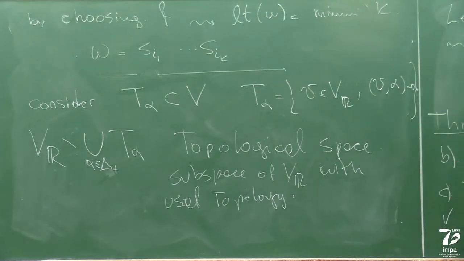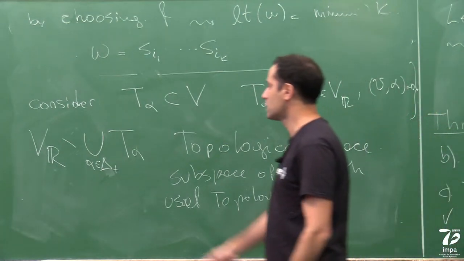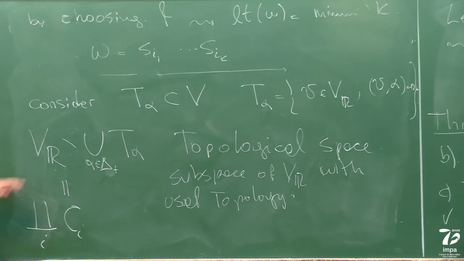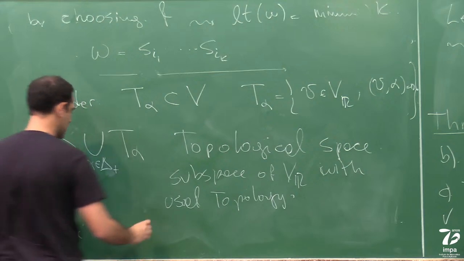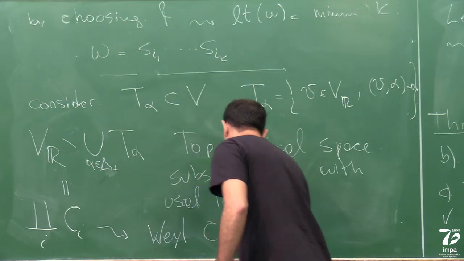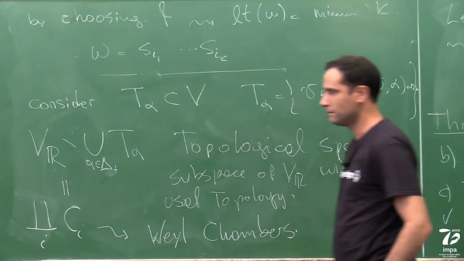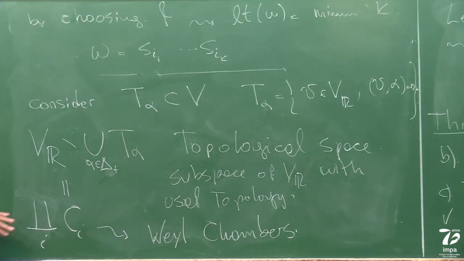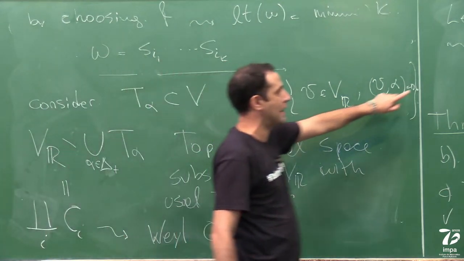Now, this space is no longer connected, as V_R was. So since this is not connected, let's write it as a disjoint union of connected components. These are just the connected components of this topological space, and these connected components are known as the Weyl chambers. That's the definition. Weyl chambers are the connected components of this. Notice that the notion of Weyl chamber does not depend at all on F. This only depends on delta. It uses delta. It does not use pi.